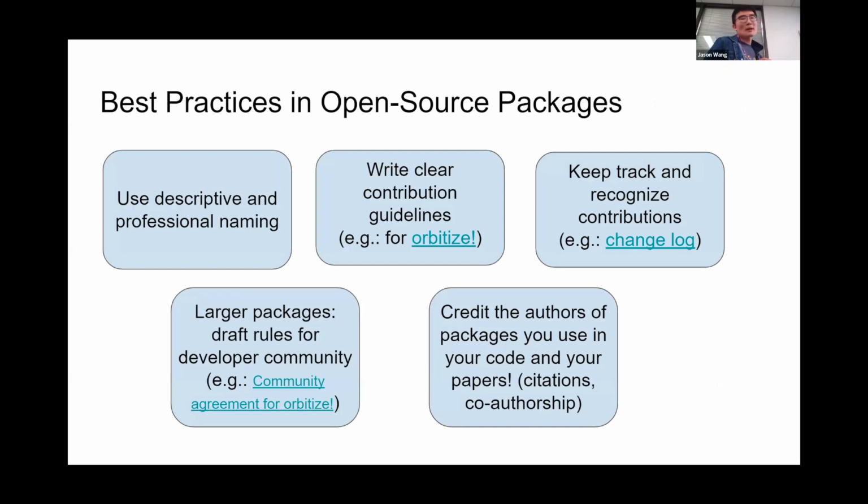Keep track and recognize your contributors. For example, in Orbitize, we have a change log. So every time new changes happen, we write out all the changes, and we also say who made those changes. So it's very clear who has made contributions to the code. For larger packages, draft rules for the entire developer community, and then credit the authors of the packages you use in your code and in your papers.